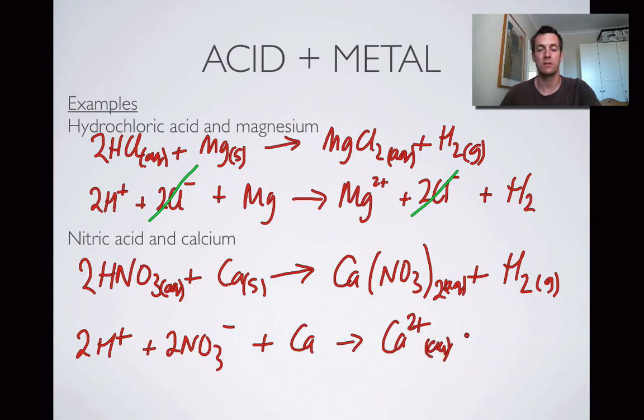Sorry, I'm not including the state symbols here. Plus 2NO3 minus plus H2. So what hasn't changed? Well, the nitrate ions are unchanged. Calcium has, because it's now got a charge where it didn't before. So once again, a balanced ionic equation. We've got rid of the spectator ions.